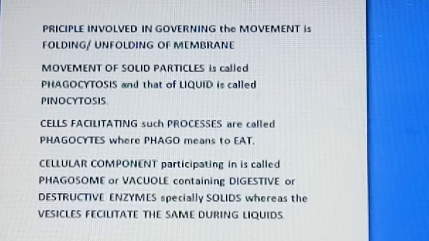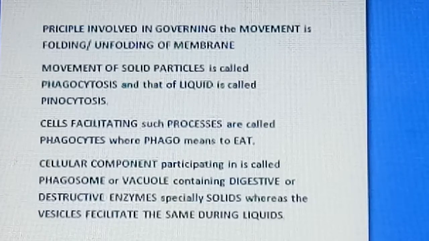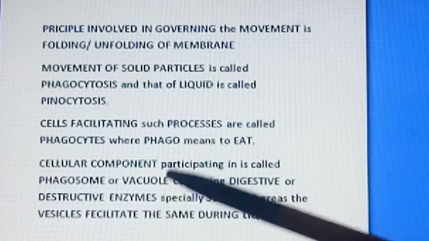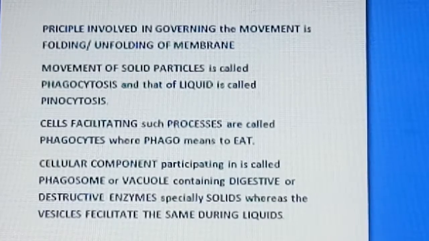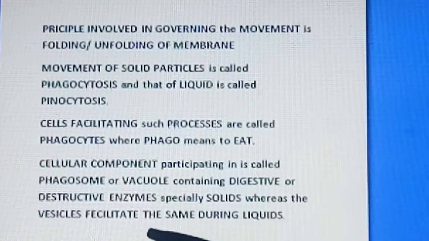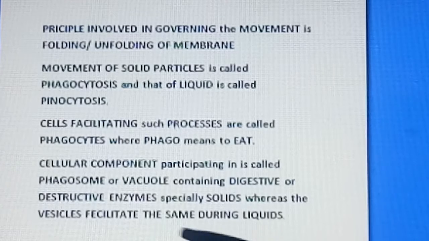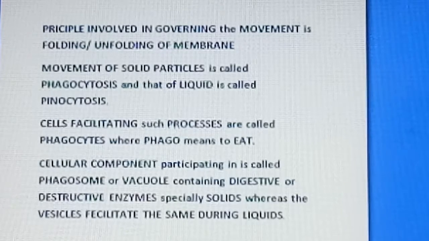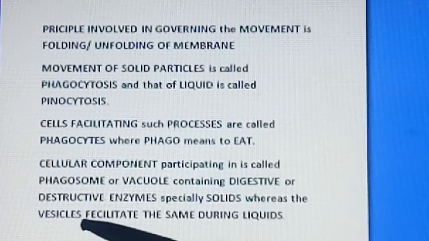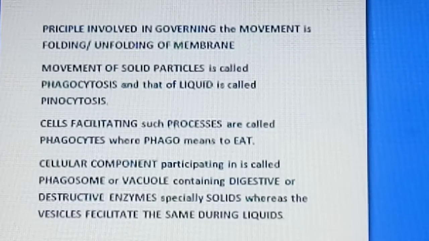As soon as the material enters the cell through the plasma membrane, it gets embedded inside the vacuole, and this vacuole contains the digestive or destructive enzyme which leads to the digestion of the material that has entered. Here also there is a division. If the material is solid, then the vacuole participates in its digestion. And if the material that has entered is liquid in nature, then instead of vacuoles there are other organelles called vesicles. These vesicles participate in the digestion of that liquid material.